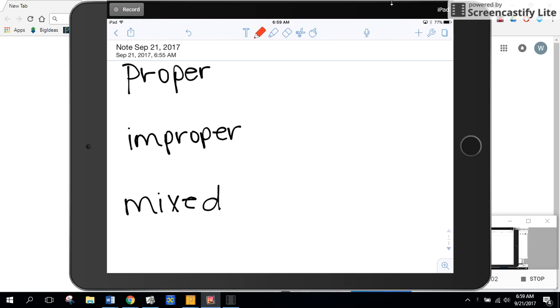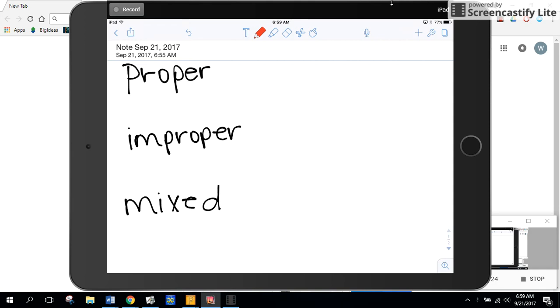All right, hi guys. Today we're going to be beginning our review of some fraction terms and some fraction processes to get you guys prepared for chapter 2, which is working with rational numbers, which are essentially positive and negative fractions and decimals.